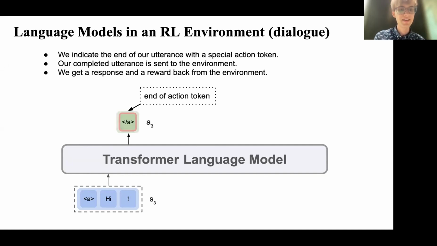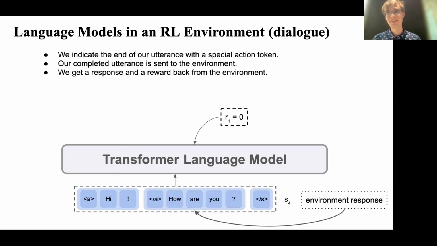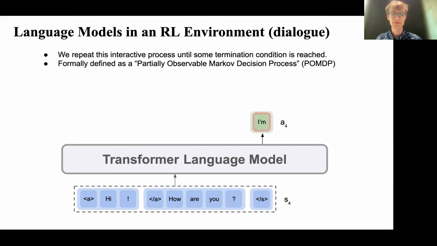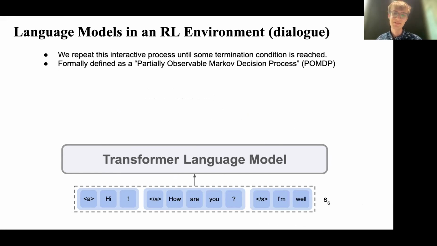Once it finishes its utterance, it outputs a special end of action token, which signals to the environment that we're done with our turn and ready to receive a response from another person in the dialogue. Before, we were going token by token, and then we get a bunch of tokens back, we skip forward, and that gets appended to our history. We also get a reward back from the environment for our action. Then we do this again, selecting the next token in our response.